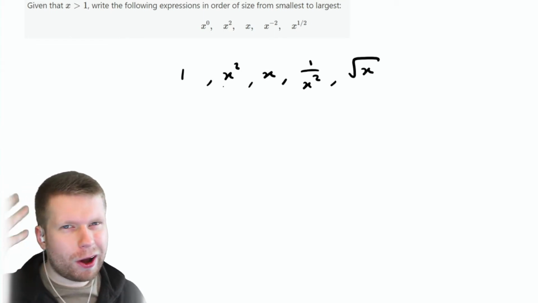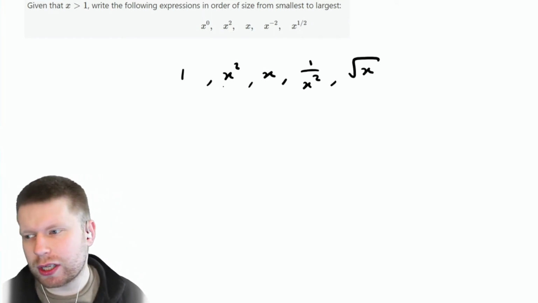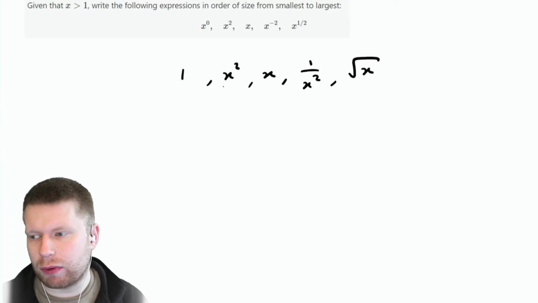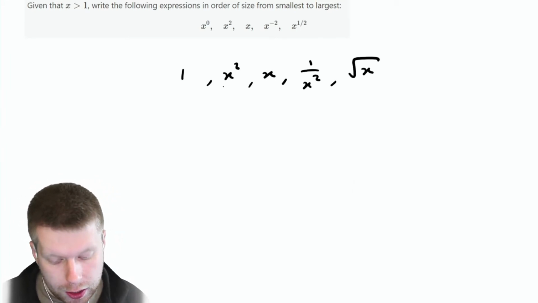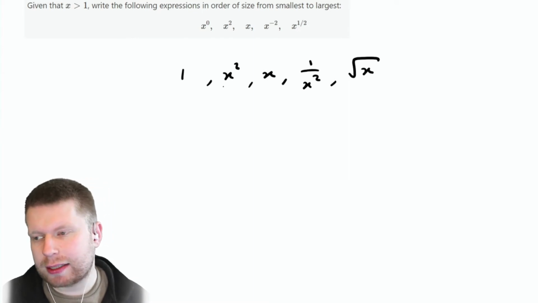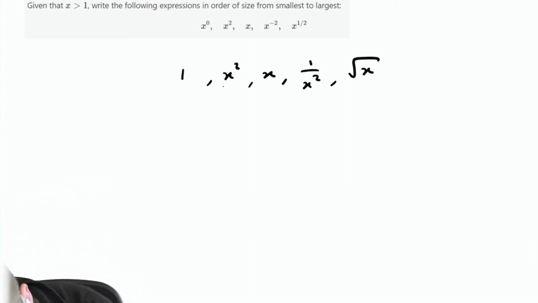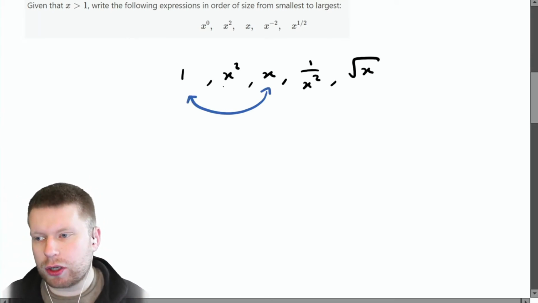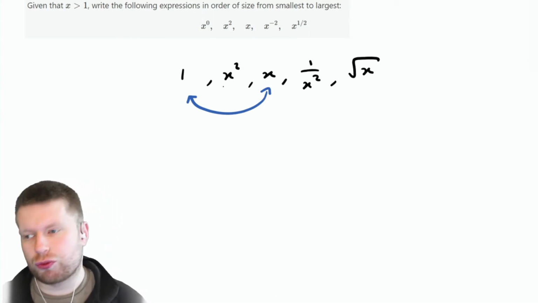But because I'm understanding what should happen with each of these operations, I should be able to figure it out just dealing with it generally without actually choosing a number. Okay, so first things first, we've got 1, we've got x squared, and we've got x. Now, because I know that x is going to be greater than 1, I know immediately that x has got to be bigger than that. So for a start, because I'm going from smallest to largest, x has got to be to the right of 1.